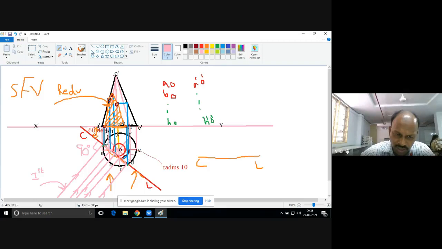Can you measure the distance between A and H? Once again, I will repeat. This cutting point is here, right? I will use one more color. This is the reference point. This is the first point. So it is having, in the front view, this is A dash. This is the first point. Can you measure the distance between?